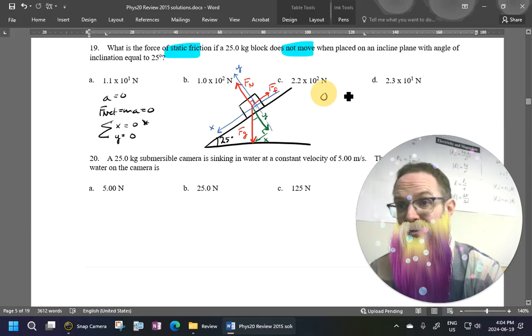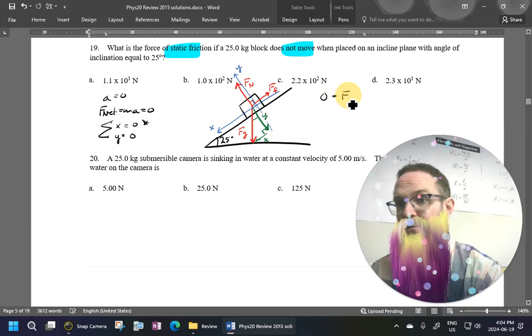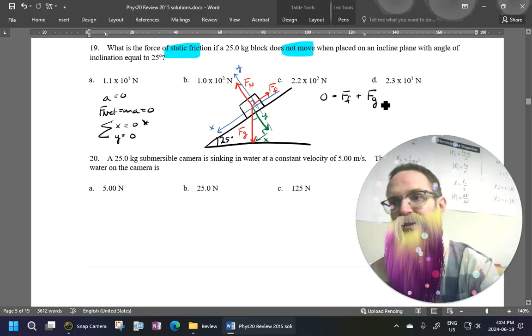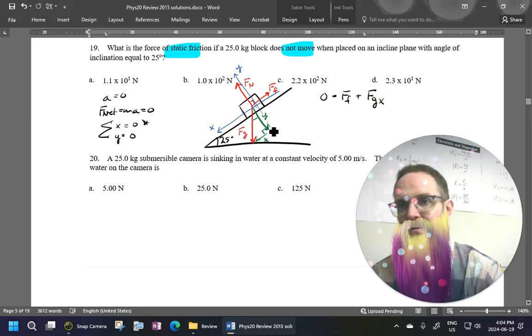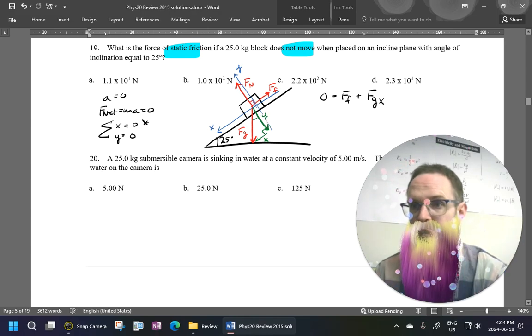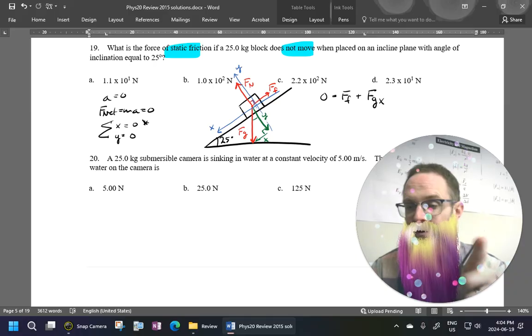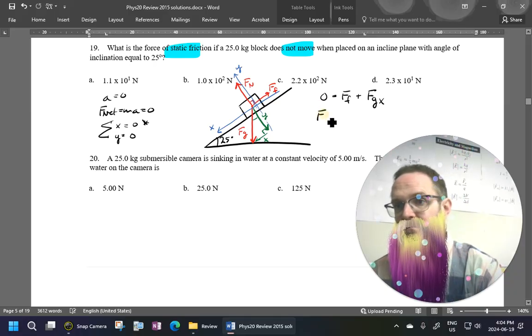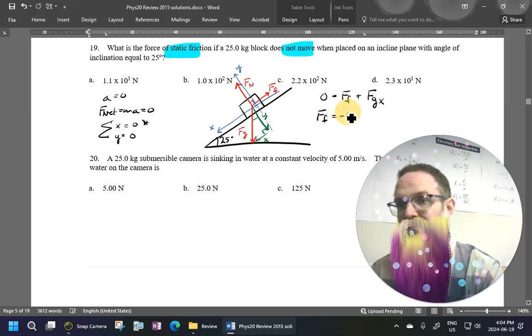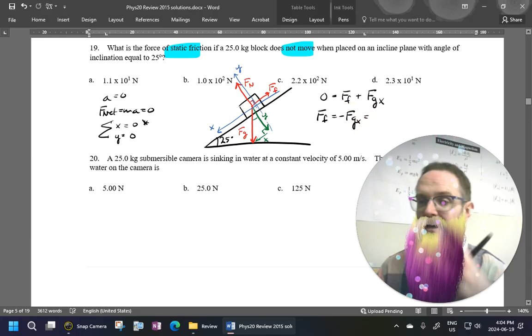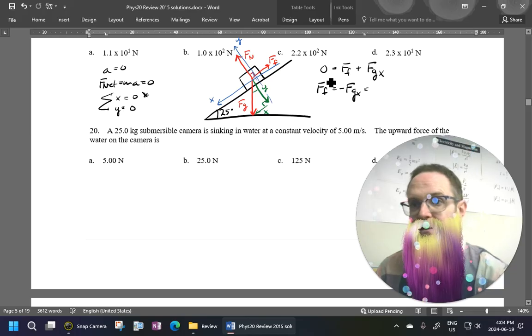So what's in the x direction? Well, we have the force of friction. That's what we're trying to find. And the force of gravity, but not all of gravity, right? Just this x piece of gravity. The y piece, that deals with the normal force. I'm not worried about that. So if I want to find out what the force of friction is, it's just the negative value of whatever the force of gravity in the x direction happens to be. Well, how do I find that out? Well, we got to look at this picture here.